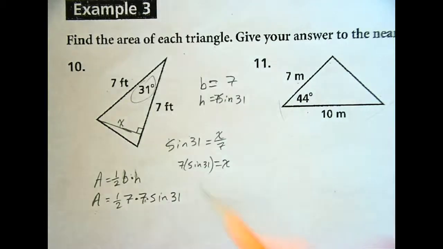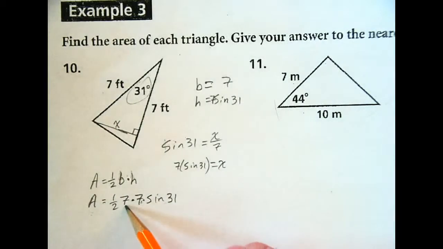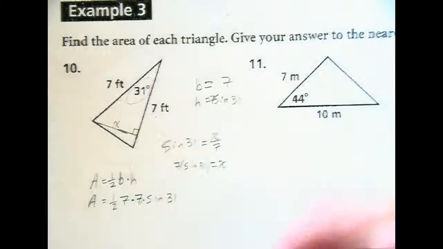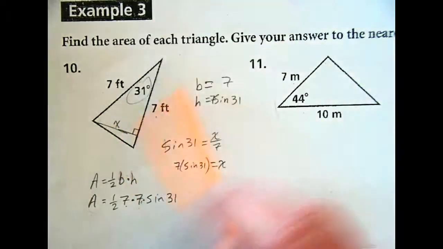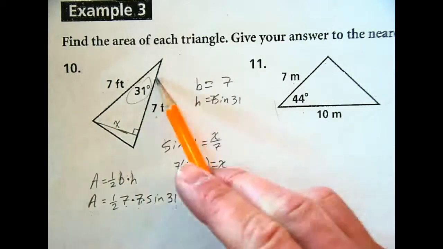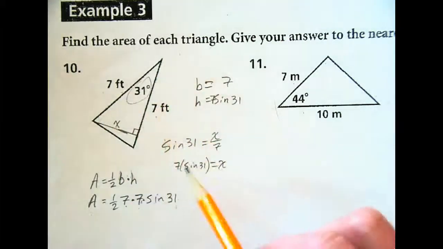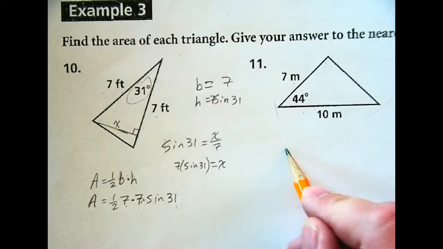Okay, where do I see the 7? Yeah, it's one of my sides. Where do I see that 7? Okay, ignore the right triangle now. It's just the other side. Sine 31. Where do I get the 31? Angle. Included in between the sides. So, what is this one going to be?